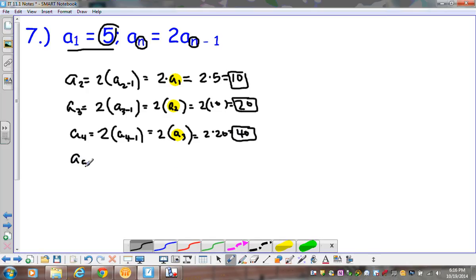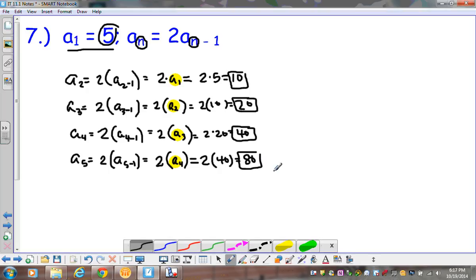All right, last one, guys. A sub 5, same thing. Anywhere I see an n value, I'm going to plug in a 5. So it's going to be 2 times a sub 5 minus 1. 5 minus 1 is 4, so 2 times a sub 4. And guys, I can't say it enough: a sub 4 means you are using your fourth term. So it's 2 times 40, which in this case is 80. So there's your fifth term.